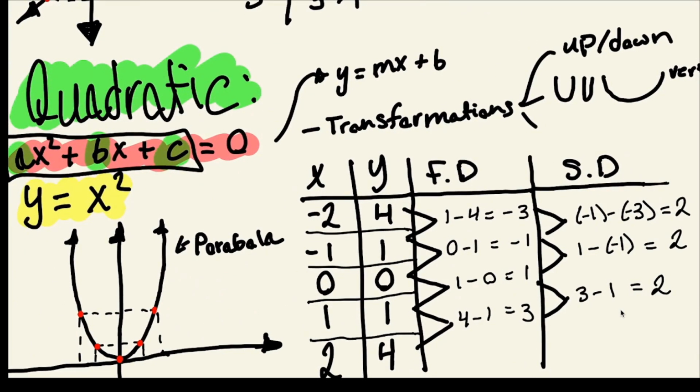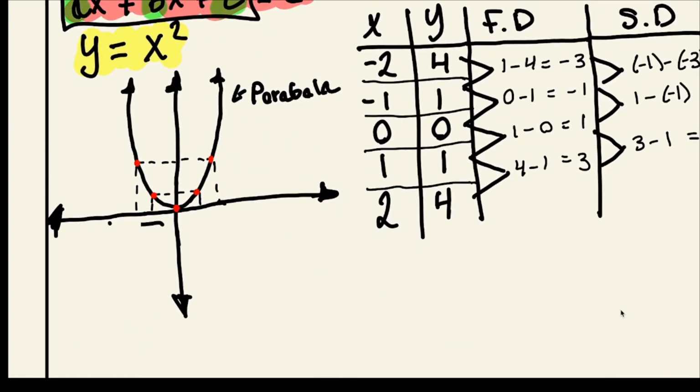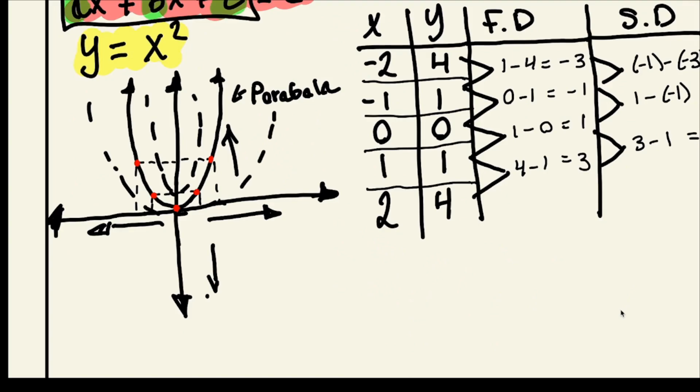Your parabola can also go left and right. And like I said, it can go up and down. It can look skinnier or wider. Again, I should make that in different colors. Give me a sec.